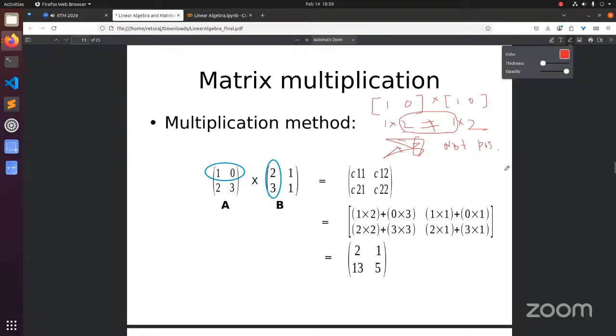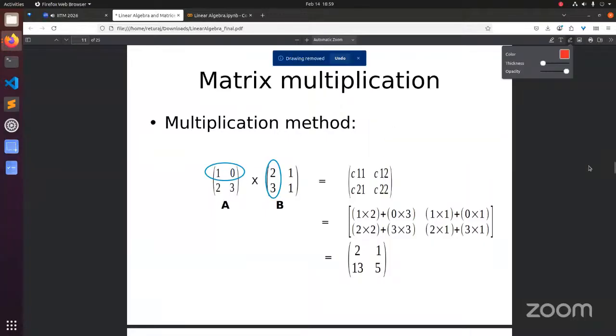I'm assuming everyone understood my handwriting though. This is not possible. Okay, so this is what matrix multiplication is.